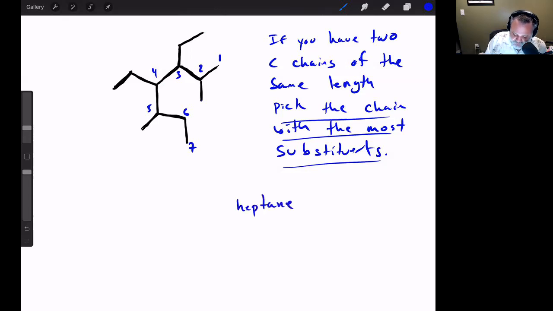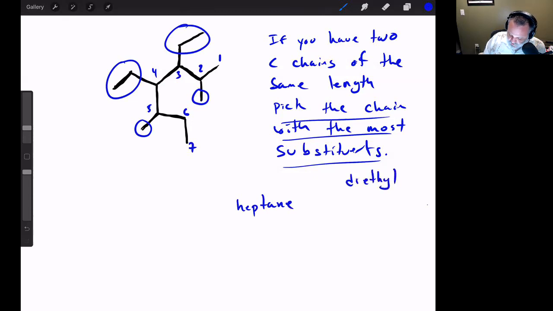Now we want to identify the substituents. I got one there, this one here, and this one here. And so that means that I have a diethyl and I have a dimethyl substituent. The ethyl groups are located at 3 and 4, and the methyl groups are located at 2 and 5.